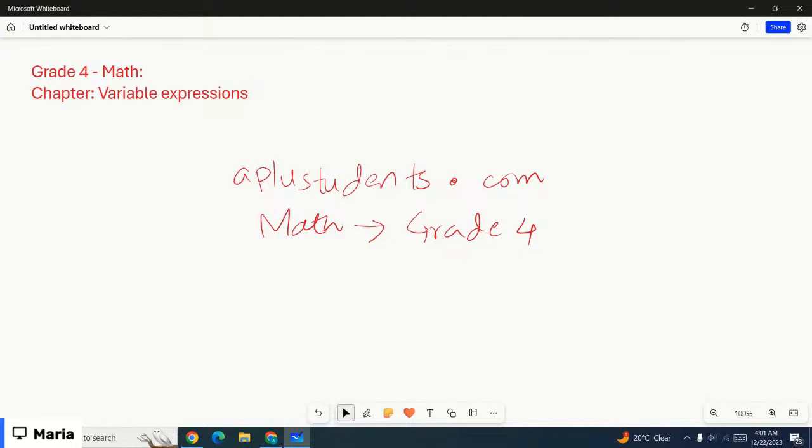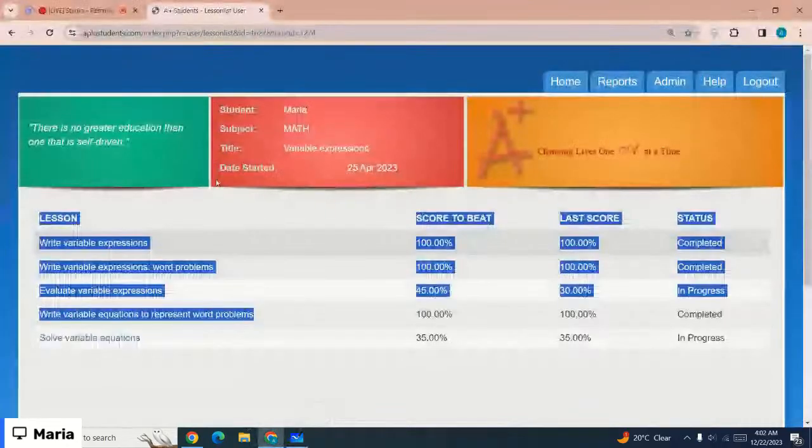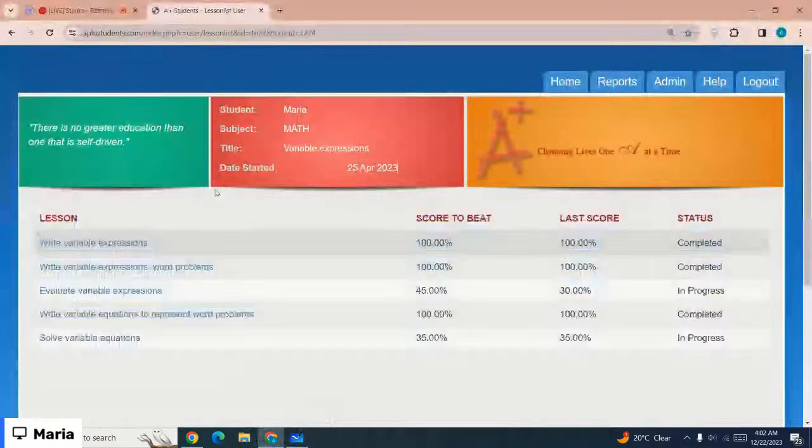We're going to start with the chapter variable expressions. So please make sure you have your notebook and pencil so that you can note down the important examples and definitions as well. Let's just start with the chapter variable expressions. Here I'm on grade 4 math. The chapter we're going to start today with is variable expression.